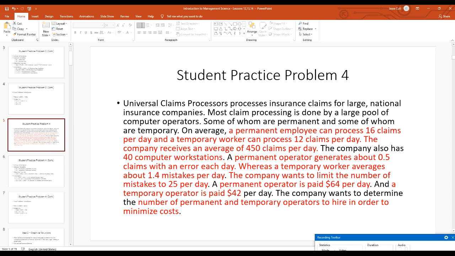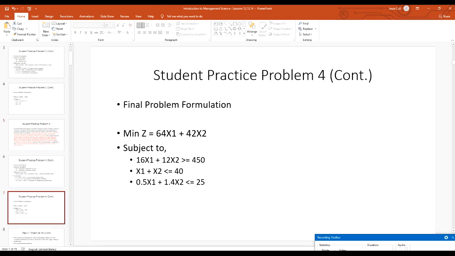The first one, we see a permanent employee can process 16 claims. Temporary can process 12 claims. We need to reach 450 claims. So the number of claims processed by the permanent employees plus the number of claims processed by temporary employees must be greater than or equal to 450. 16 times the permanent plus 12 times the temporary must be greater than or equal to 450.